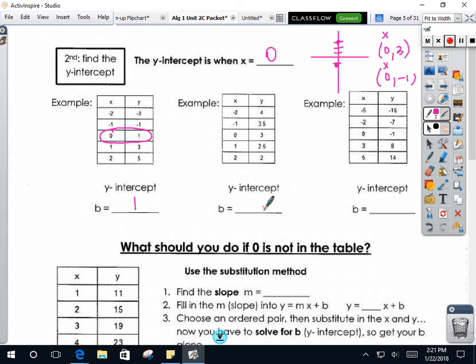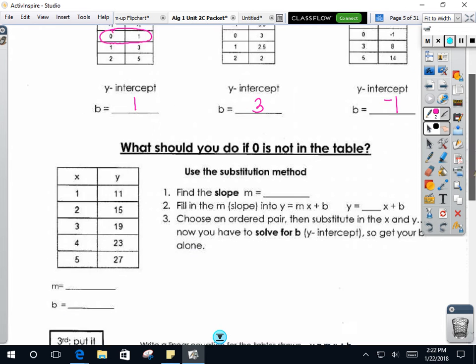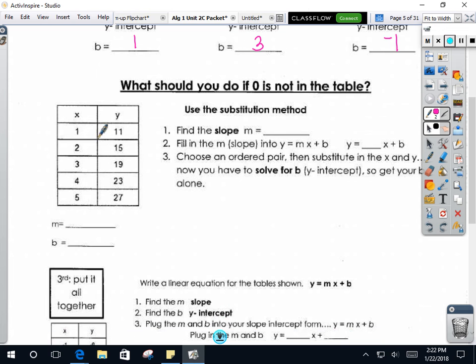So what's the y-intercept in the next table? And then in the next one? Right. Okay, but what should we do if we don't have a 0 in the x column? Right, you have to find the pattern. So if this is 1, 2, 3, 4, 5, wouldn't the 0 have been right here? Well, what's going on with the y values? They're going up by 4, so if you go backwards, it would have been 7. So the y-intercept is 7.